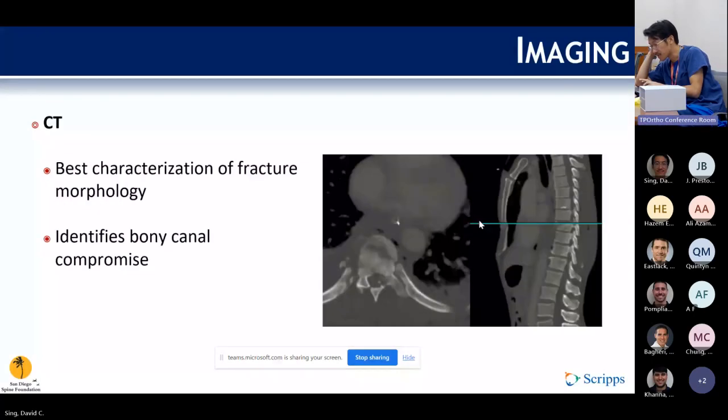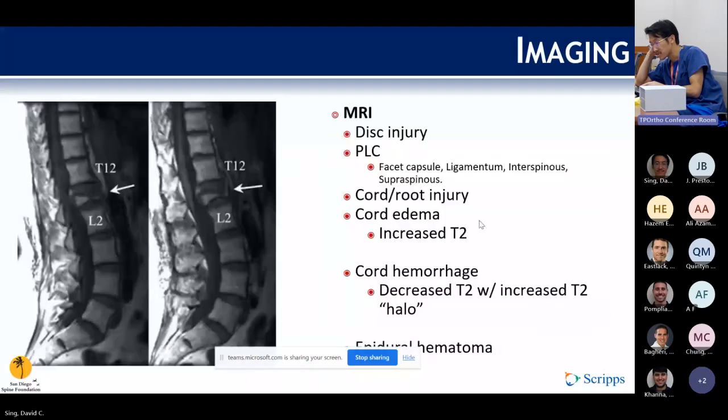CT is kind of your standard when you come in. On the MRI, the other things to consider, looking at the discal ligamentous complex as well as the posterior ligamentous complex, and looking for edema in the cord if you're at the thoracic level, any hemorrhage, an epidural hematoma that might need to be decompressed. This can all sort of guide your game plan in the surgery.